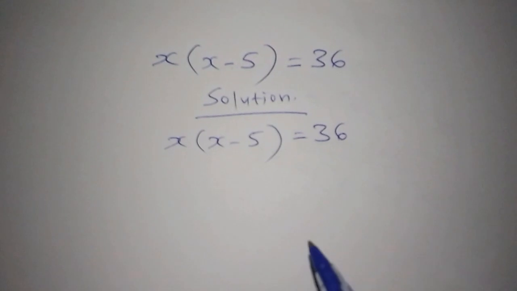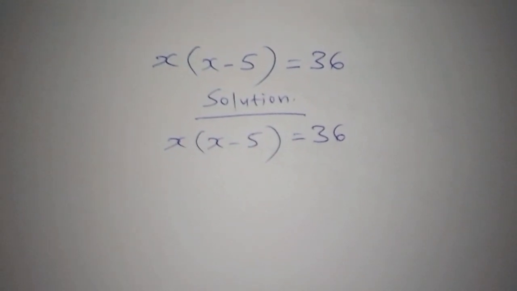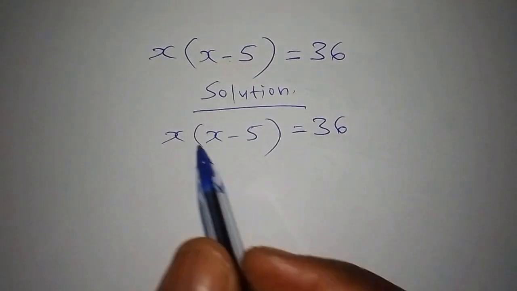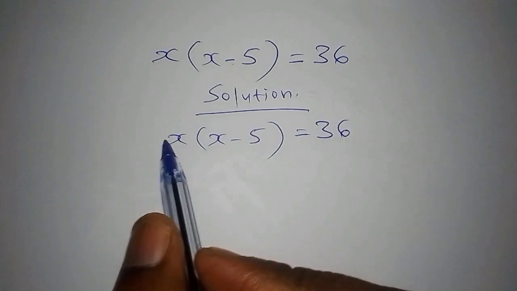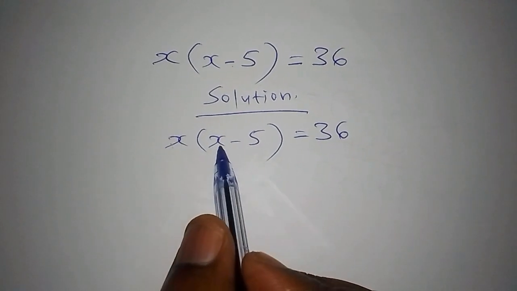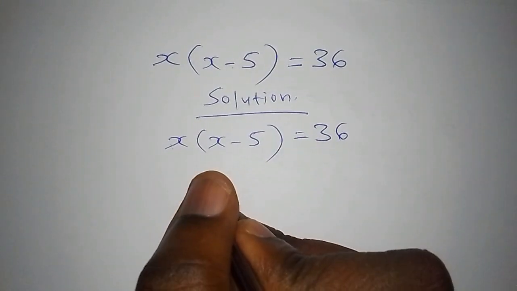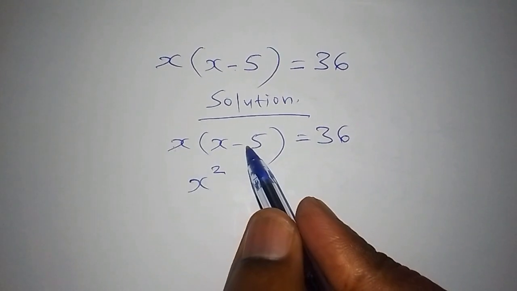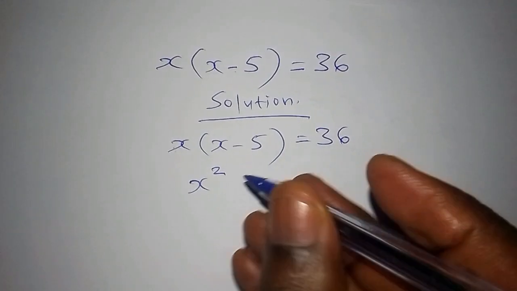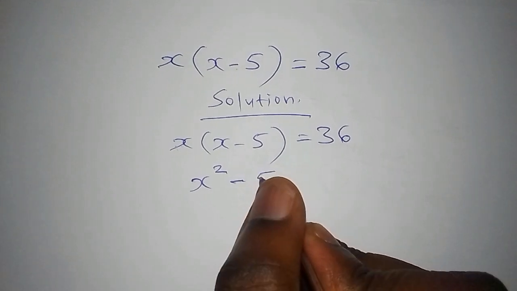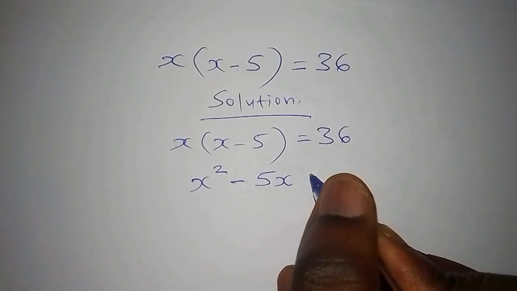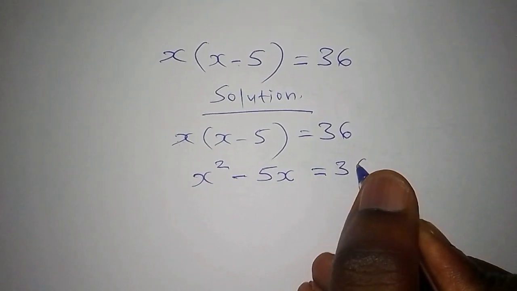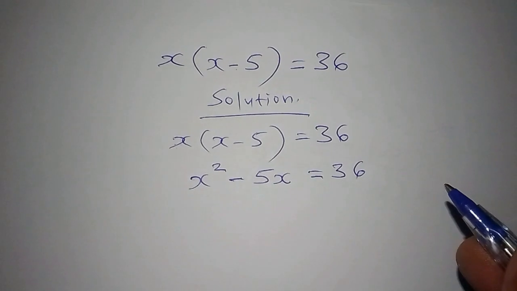So what you're going to do first of all, we're going to open the bracket. So we say that x multiplied by x is equals to x squared. Then x multiplied by minus 5, we shall have minus 5x, which is equals to 36.